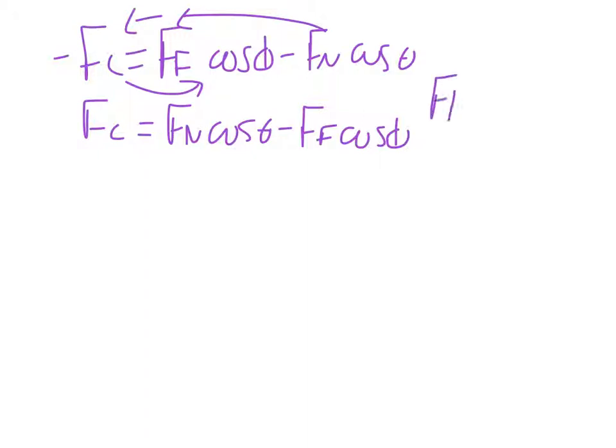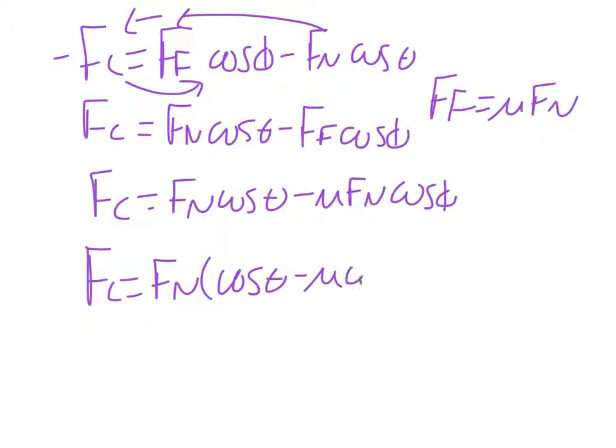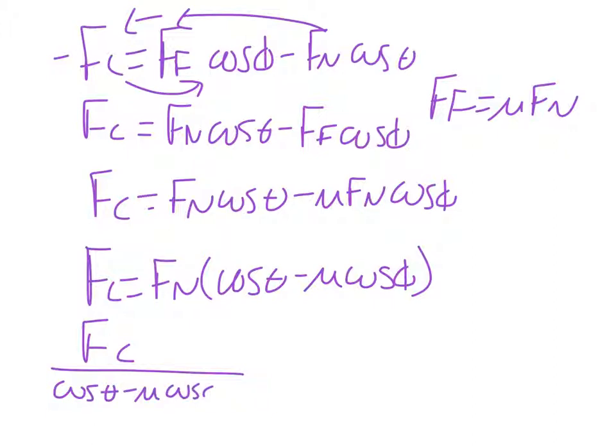We know that frictional force equals mu Fn, so this becomes Fc equals Fn cosine theta minus mu Fn cosine phi. And then I'm just going to factor out Fn. Fc equals Fn times cosine theta minus mu cosine phi. Fc over cosine theta minus mu cosine phi equals Fn.